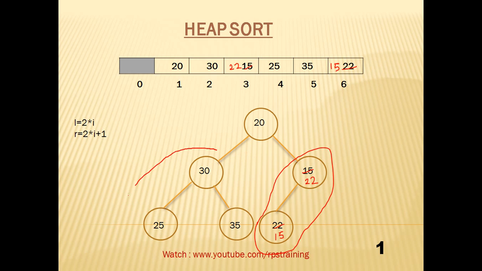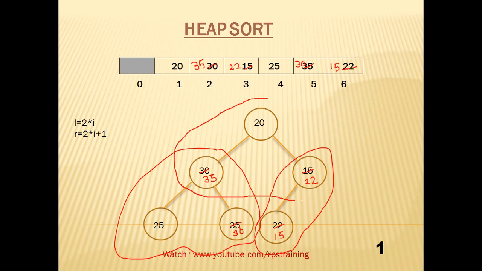Now we will consider this. Is it a max heap? No, because this is 30 and this is 35, 35, 25. Which one is greater? 35 is greater. So these two elements will be interchanged. It will be 35 and it will be 30. Same in case of the array, it will be changed.